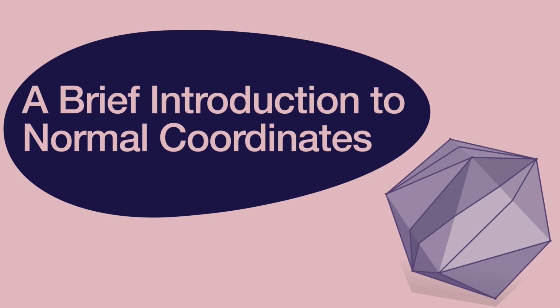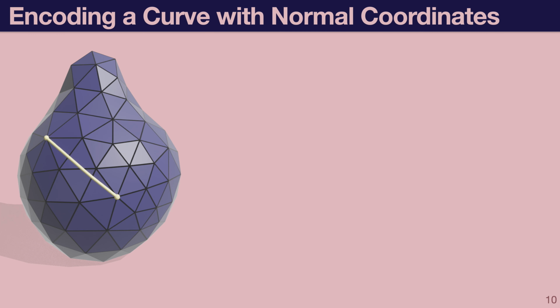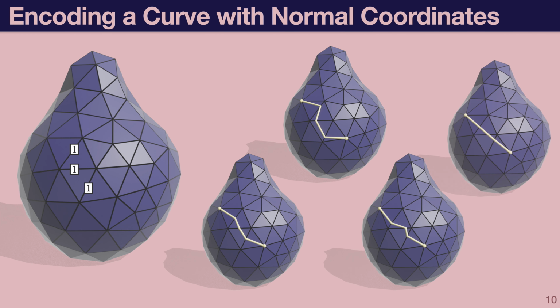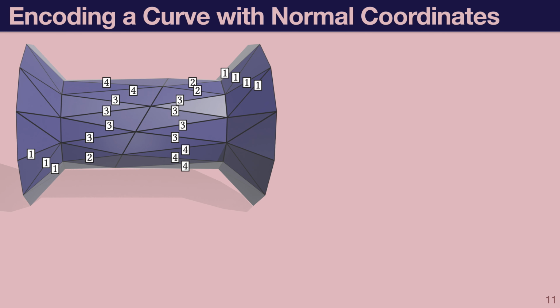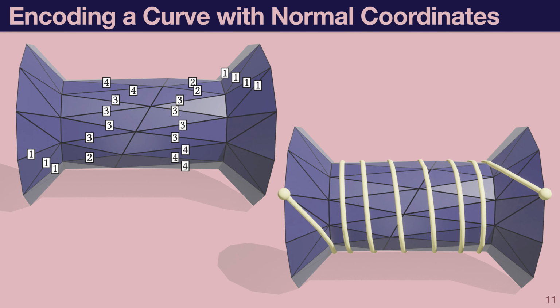Now, let's briefly discuss what normal coordinates are and how they work. Normal coordinates allow us to encode a straightest path along a mesh by simply counting how many times it crosses each edge. Say we count these crossings and then forget our curve. Now, there are a bunch of curves on the surface that all cross these edges the correct number of times. But if we take the option that bends the least, we always get our original curve back. This still works even if your curve is pretty complicated. We can forget about the curve and then recover it exactly from the crossing counts.